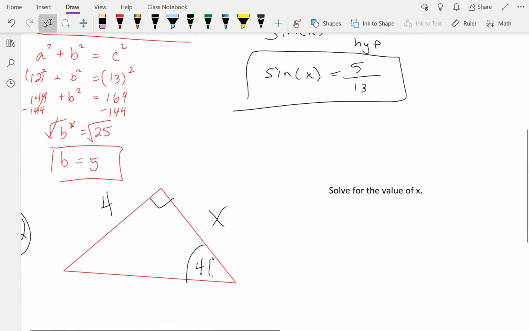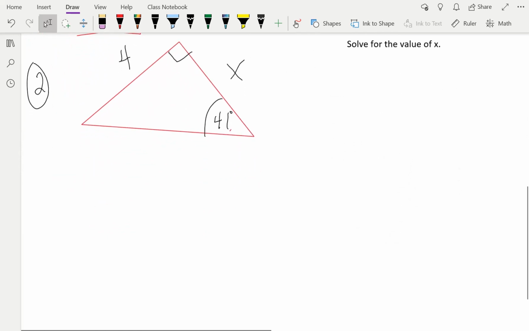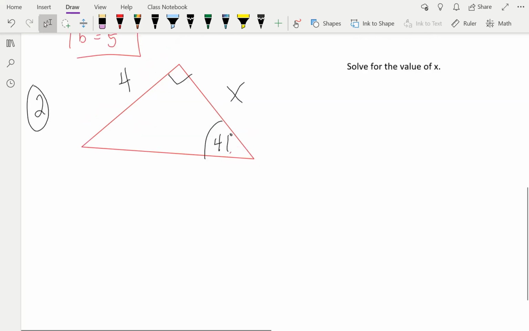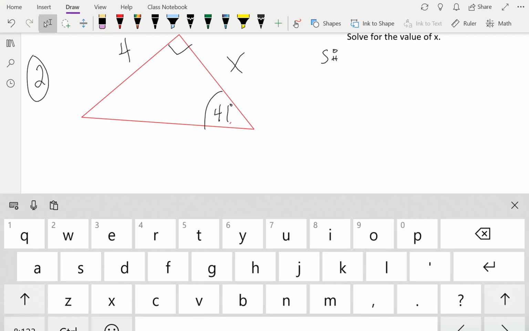Okay. For number 2, this example is a little bit different because now we are given 2 side lengths, but one of them is a variable, but we're also given the measure of the angle that we actually need to care about, that 41 degrees there. So we are going to use that angle measure to solve for x. We're going to use that in conjunction with our trig ratios, which we know.